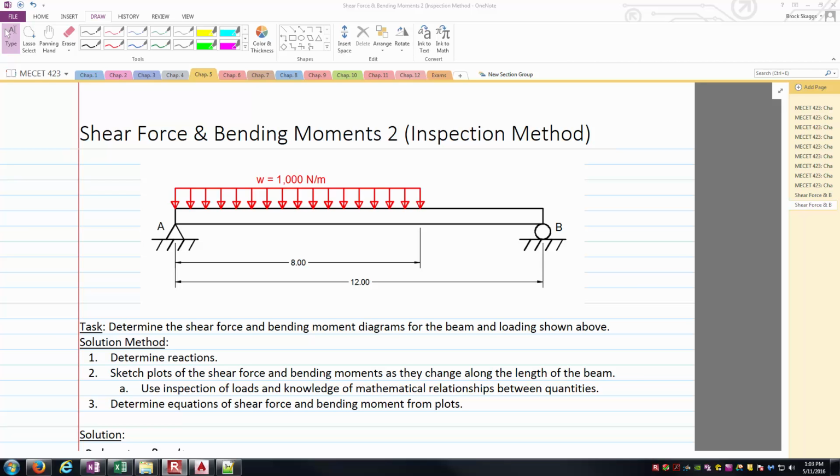Hello everyone, this is Brock Skaggs, and in this video we're going to look into drawing the shear force and bending moment diagrams for the beam you see before us. It's a simply supported beam. You can see a pin joint on the left-hand side at A, a roller on the right-hand side at B. Overall length is 12 meters.